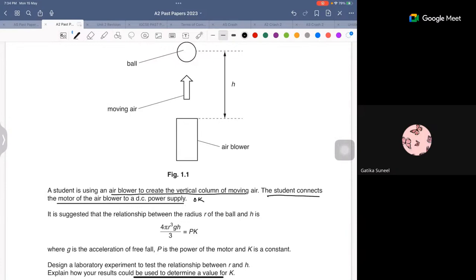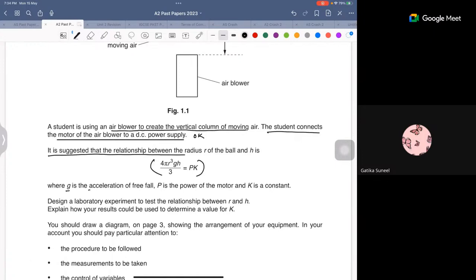Okay, then it is suggested that the relationship is this one, where G is the acceleration of free fall, P is the power output, K is a constant. Now, this is not important. What is important is two things. First, it says it is suggested, this is a very important line, the relationship is between this radius R and A. So these are the two variables you need to work on. One of these will be independent, one of these will be dependent.